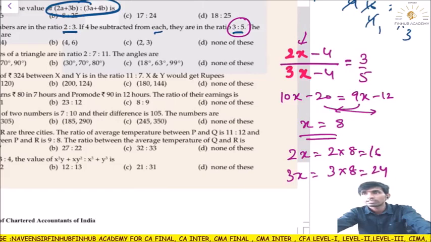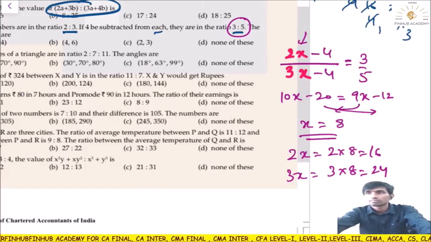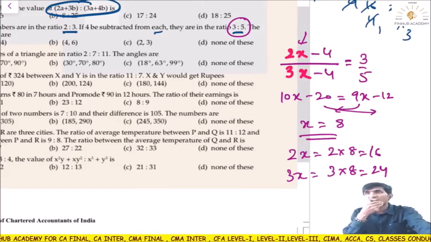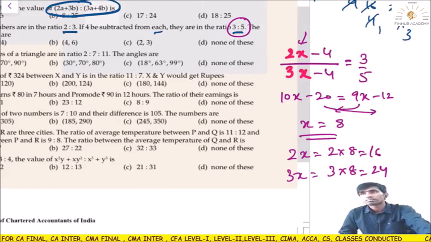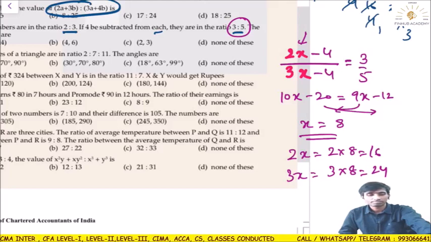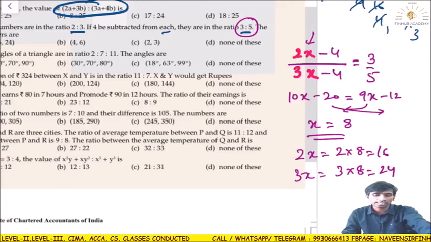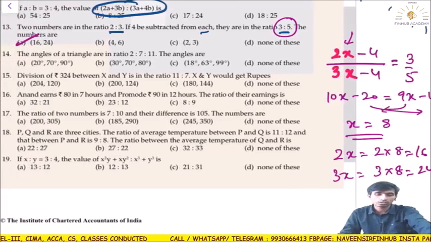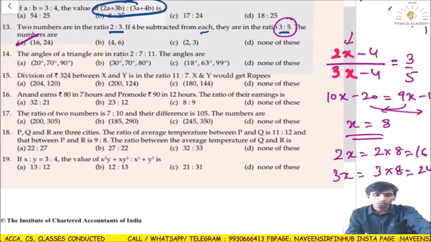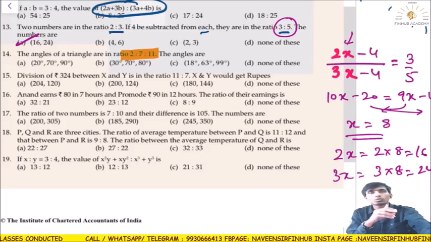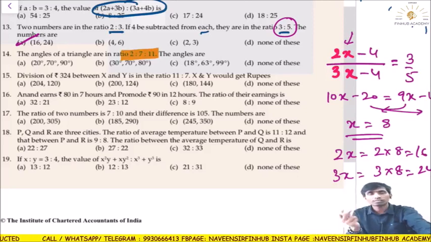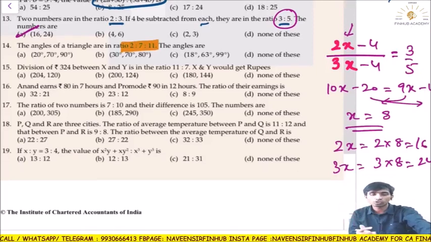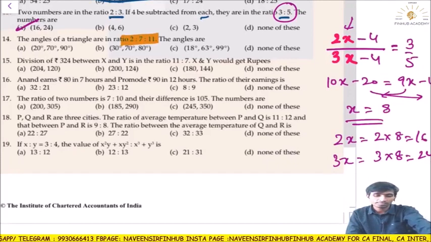See the 14th one? Copy this. This I am not doing. The next one, 14th one. 2:7:11 means the angles are 2x, 7x and 11x. When you add, you will get 180. Correct now? You can solve it easily.